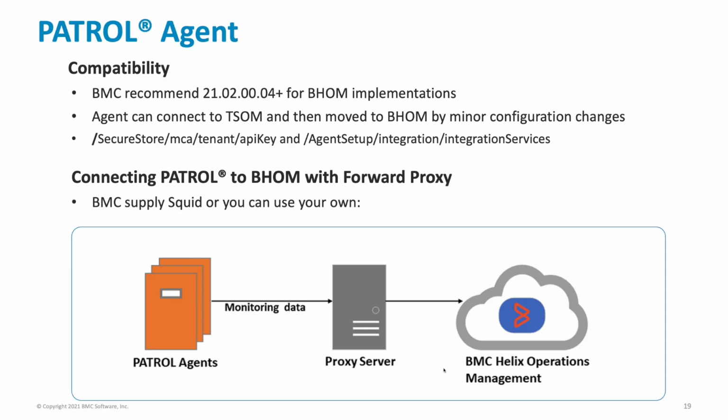The second thing we recommend doing is having a proxy server between your agents and the Helix system. So if you're using SaaS, this is a recommended way of doing it. You don't want to directly connect your agents to the outside world. So you would have a proxy system which the agents connect to and which then would connect to the outside world to deliver the data to the Helix system. BMC supplies a Squid proxy that you can use, but you can use any other forward proxy to do the same task.